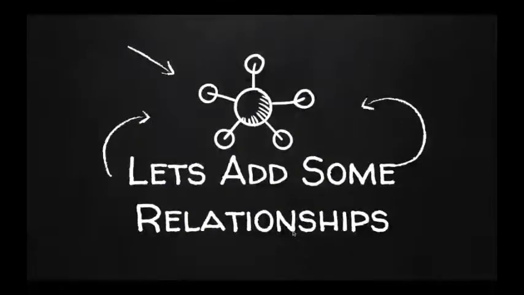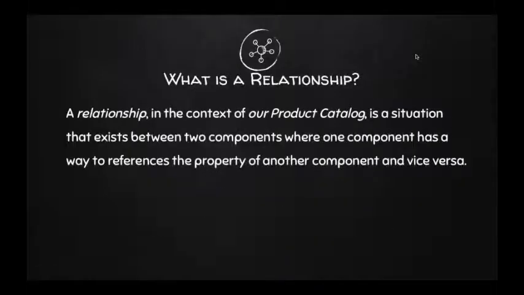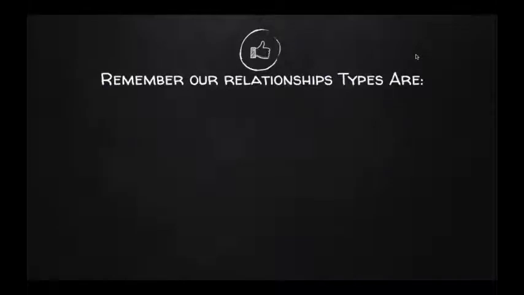So now let's talk about some relationships. A recap of what a relationship was in the context of our product catalog: it's a situation that exists between two components where one component has a way to reference the property of another component and vice versa. So the relationship types were one-to-one, one-to-many, many-to-many.